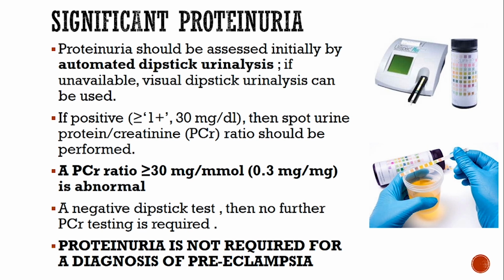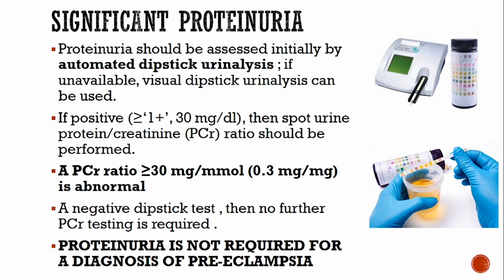For the qualitative analysis, we talked about the use of the automated dipstick. This is what is recommended, but most of the time it is not available in our environment, though it can be in most high-profile clinics. Once there is 1+ or more, which is equivalent to 30 milligrams per dL, a spot urine creatinine ratio should be performed.